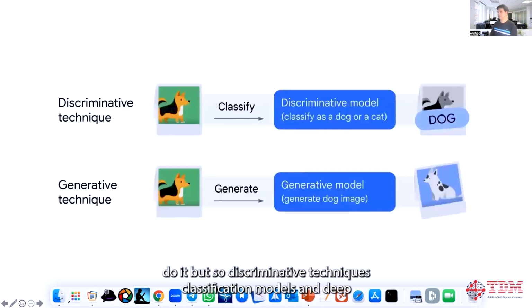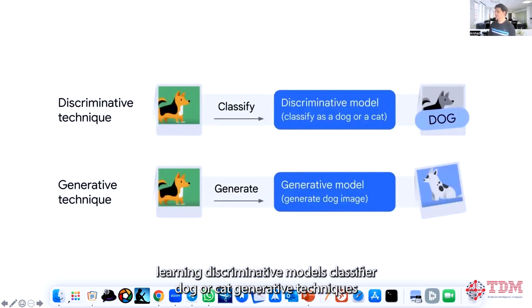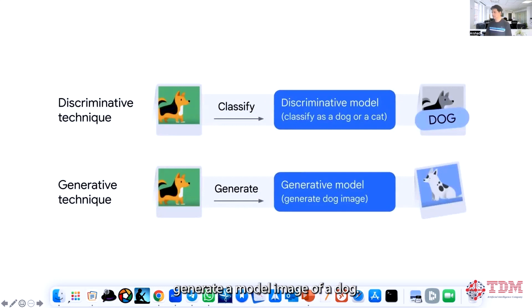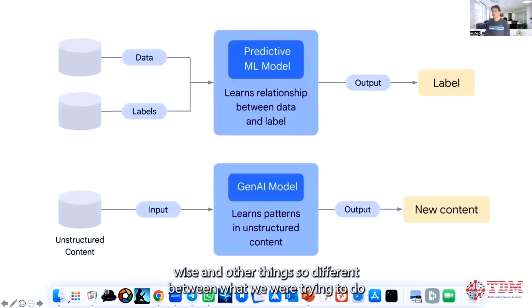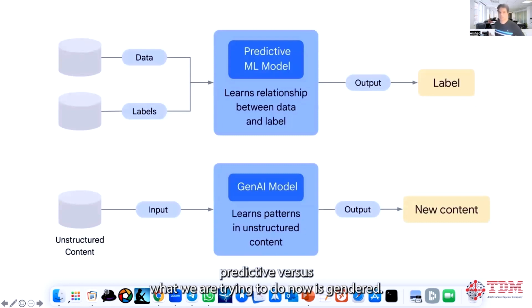So discriminative techniques are classification models in deep learning. Discriminative models classify a dog or a cat. Generative techniques generate an image of a dog. It takes GAN models or transformers, which are able to produce text, image, voice and other things. So the difference between what we were trying to do, predictive, versus what we are trying to do now, is generative.